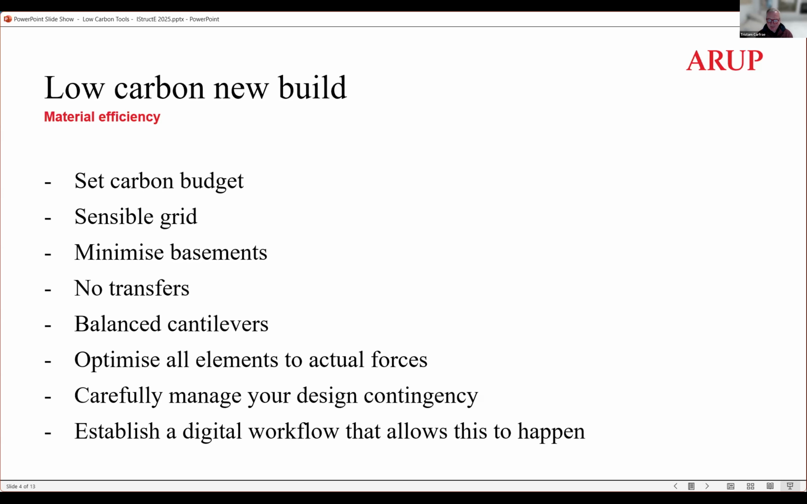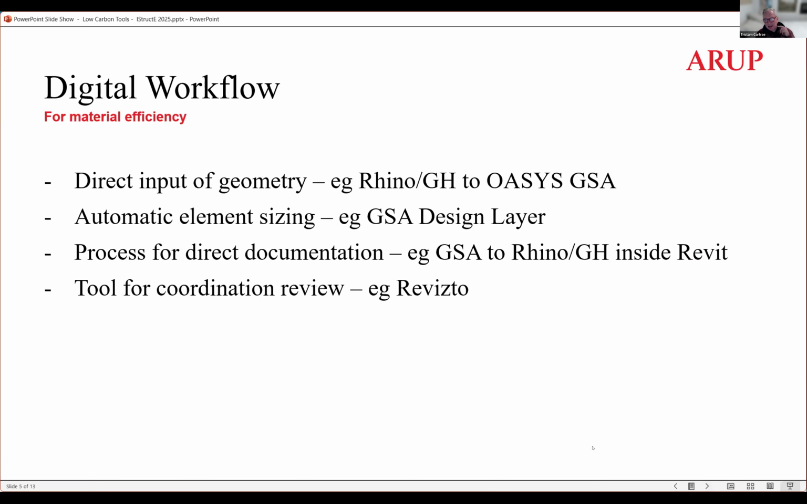Last one is to carefully manage your design contingency, which I'll talk a bit more about later, and then establish a digital workflow that allows those things, particularly optimization and the management of your design contingency, to actually happen. So the digital workflow I'm using to illustrate this today is very simple. We have more sophisticated digital workflows in Arup, but I'm sticking to the tried and tested, the commonplace, which starts with a direct input of geometry using, for example, Rhino and Grasshopper, in our case, into a structural analysis tool, in our case, Oasys GSA, but it doesn't matter which analysis tool you're using.